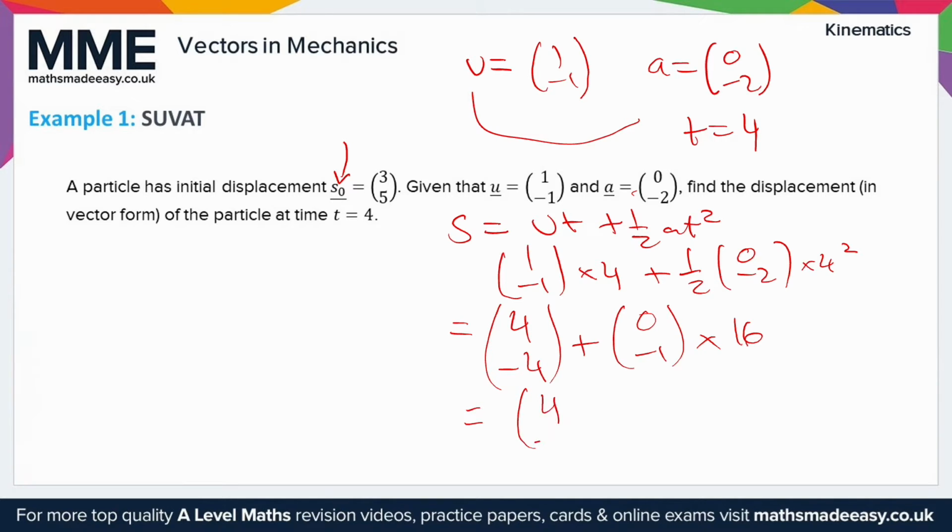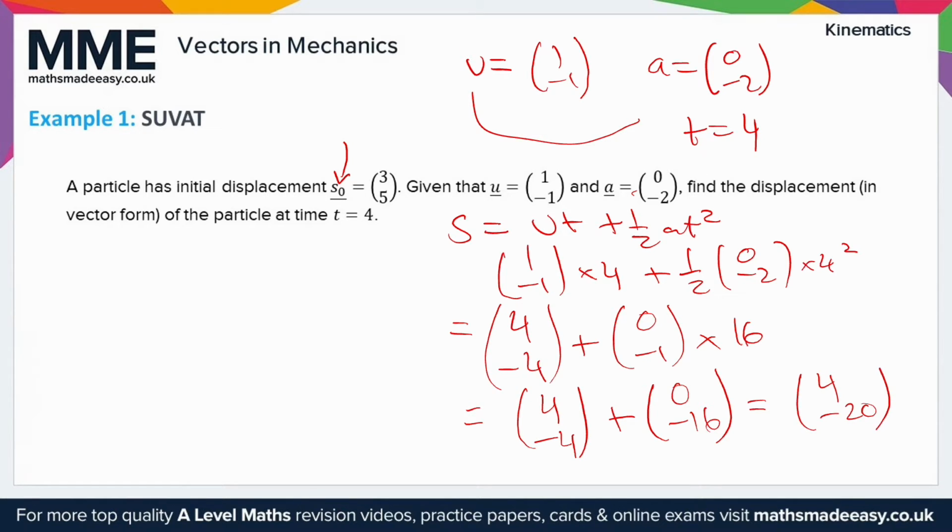So tidy this up a little bit more. We're going to have 4, -4 plus 16 times 0, which is 0. -1 times 16 is -16. And then add the top components, add the bottom components. We're going to end up with 4 for the top, and -4 plus -16, so -20, for the bottom.